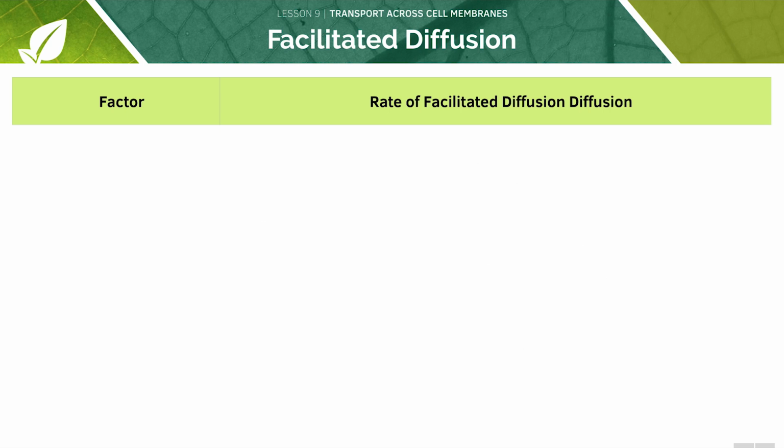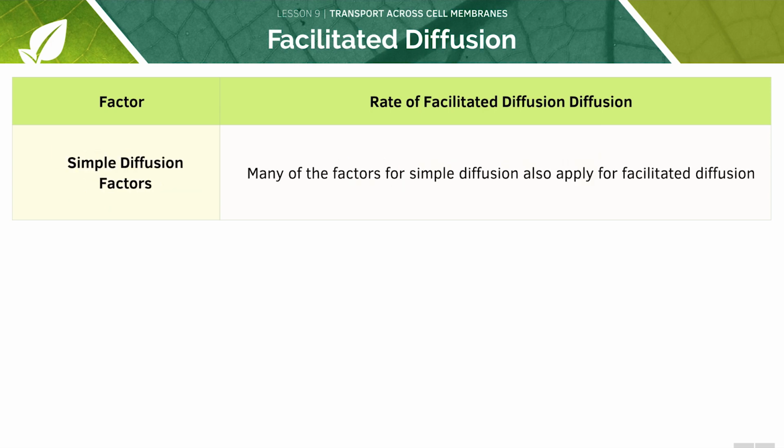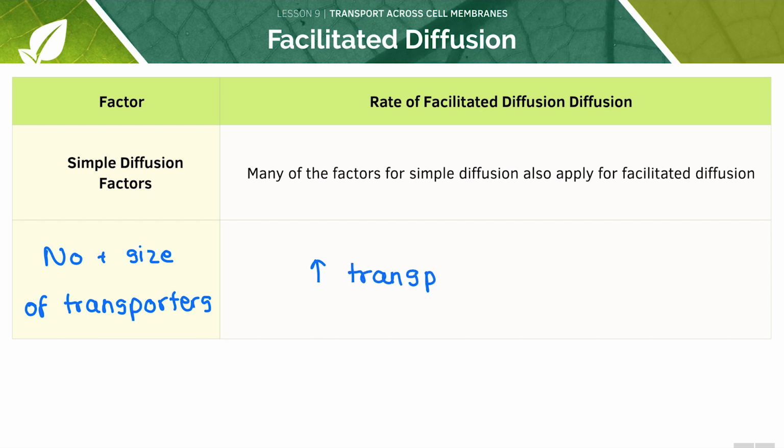Now let's fill in this table to recap what we've just learnt. The first thing we'll look at is simple diffusion factors. These will also apply to facilitated diffusion. Next, we will look at the number and the size of transporters. The more transporters we have, the faster the rate of diffusion.